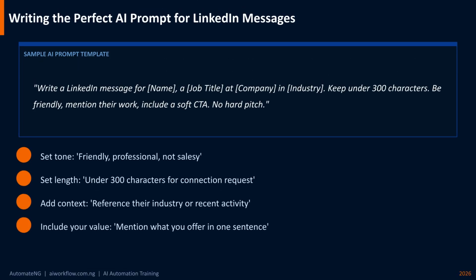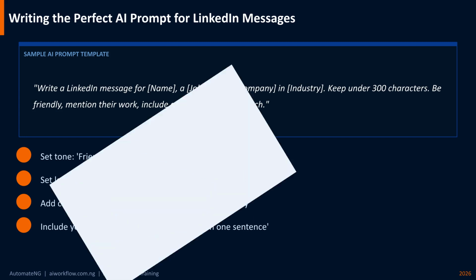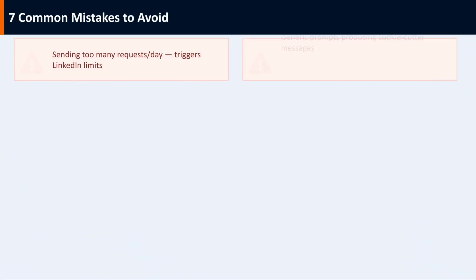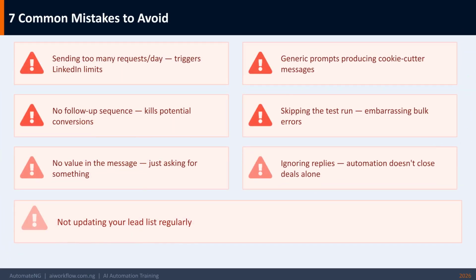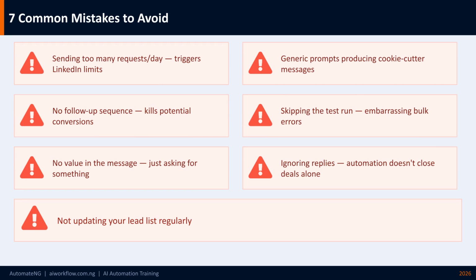Use a template like this one to specify the name, job title, and company. Set a friendly tone, specify a short length, and ensure you include a soft call to action with no hard pitch. Avoid these common mistakes: sending too many requests, which triggers LinkedIn limits, using generic prompts, skipping the essential test run, and failing to set up a follow-up sequence. Also, always provide value and never ignore incoming replies.